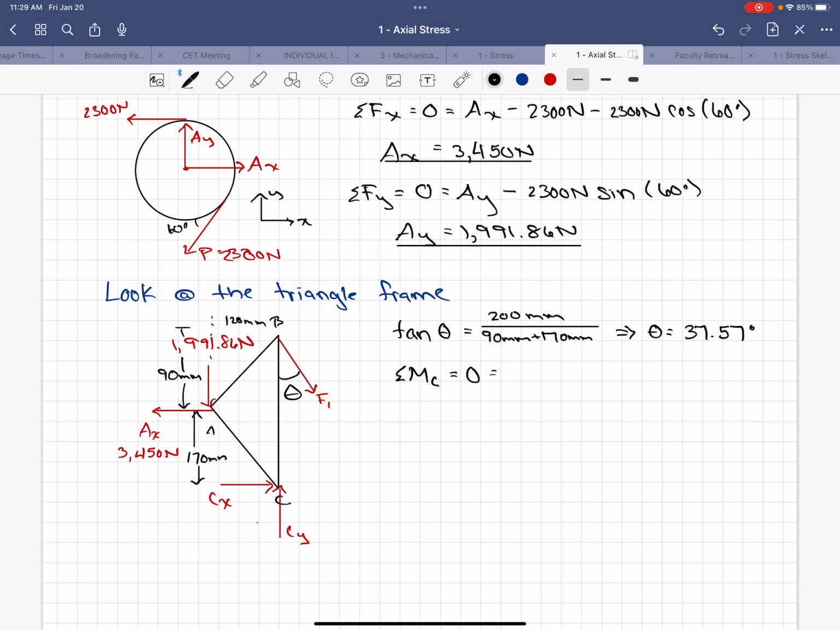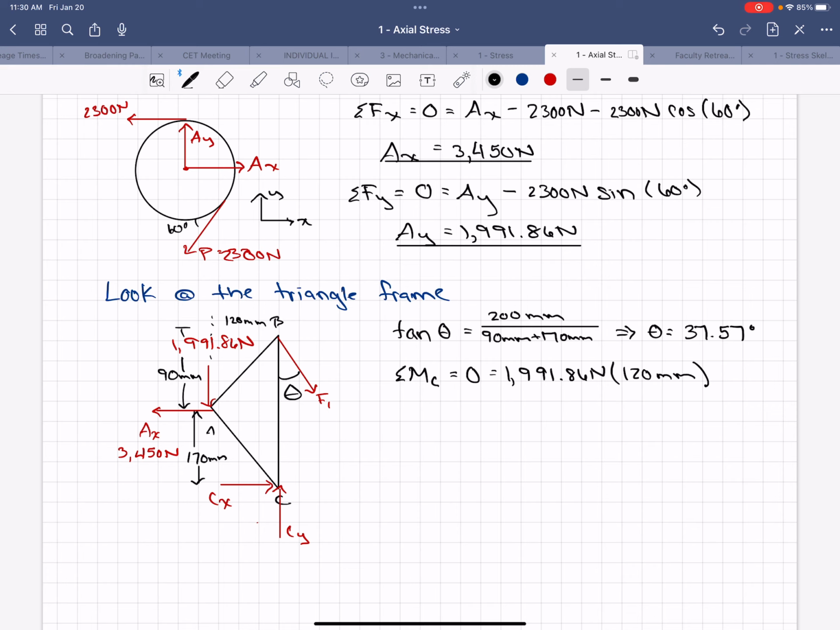So then we can sum the moments about C. And that's going to equal AY. So this AY force is pushing down around C, and if you use the right hand rule, your thumb is going to point out of the page, so it's going to be a positive moment. So it's going to be a positive 1,991.86 newtons times the perpendicular distance between A and C. So the distance here is 120 millimeters, so times 120 millimeters. Okay.